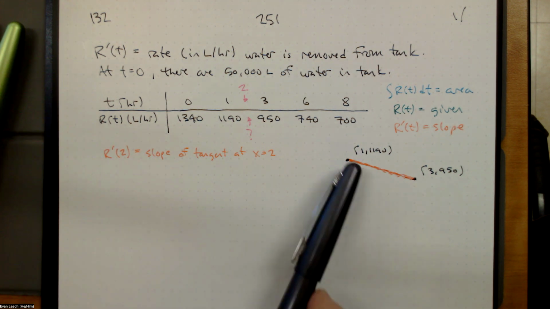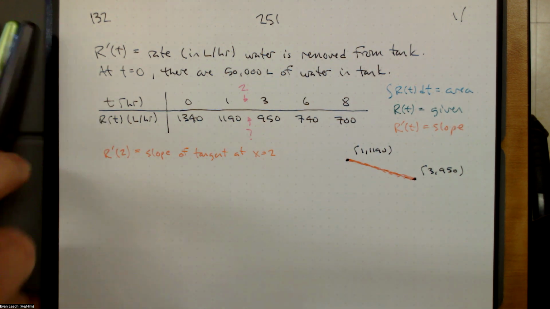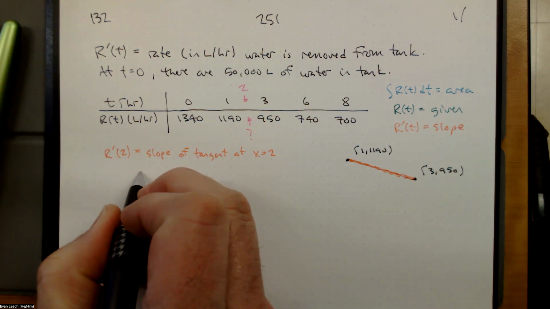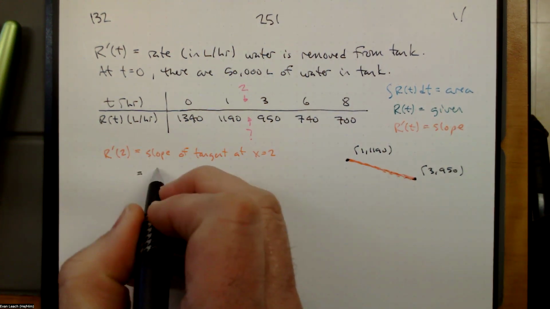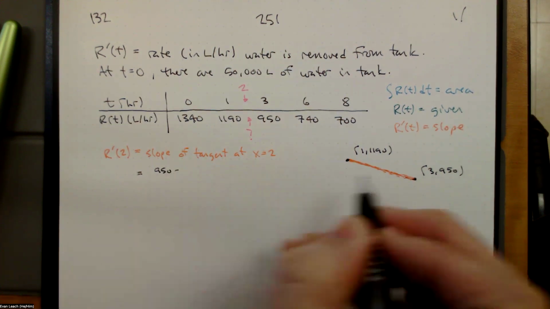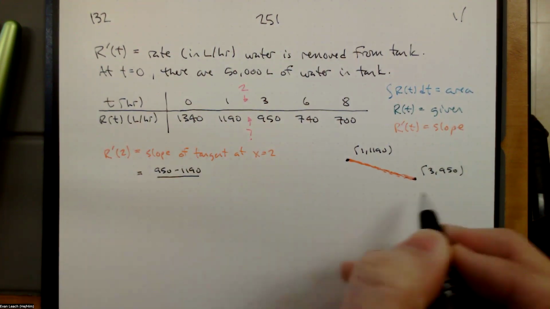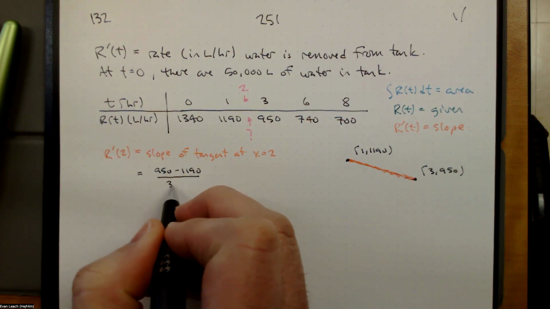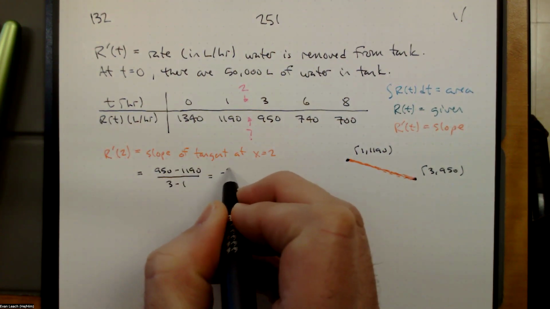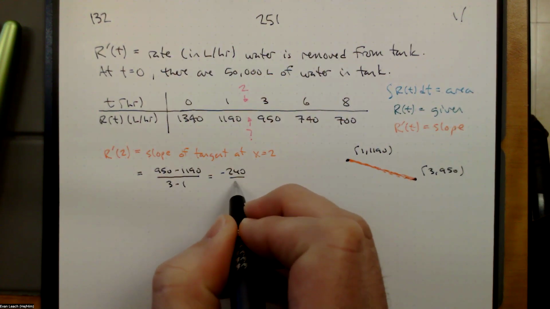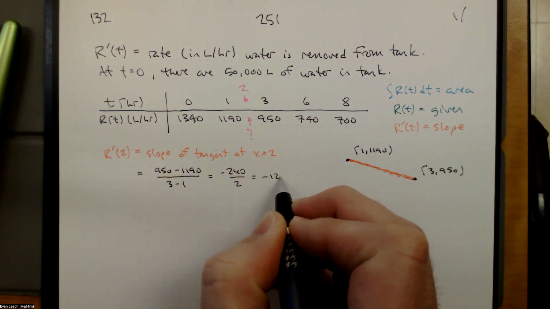So I'm just going to calculate the slope between these 2 points. We ended up at 950. We started off at 1190. x ended up at 3 and started off at 1. So negative 240 over 2, negative 120.